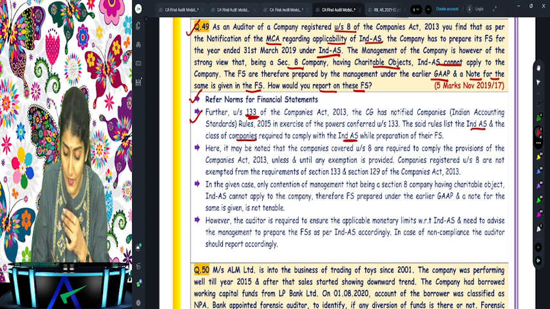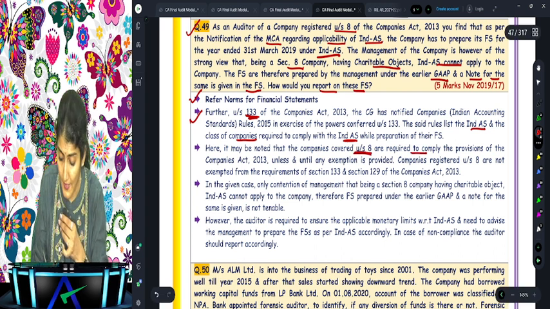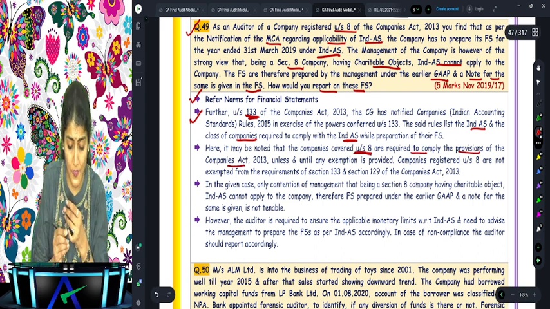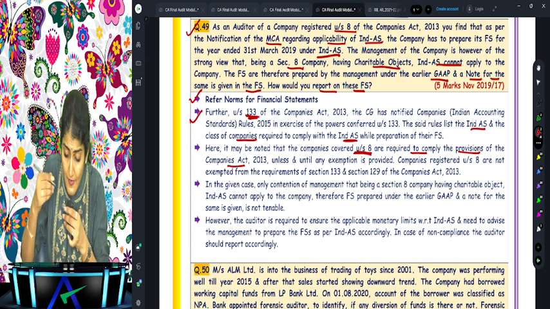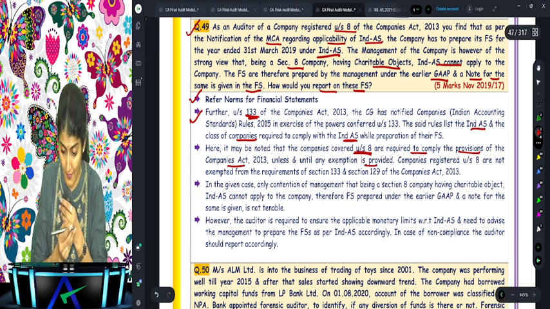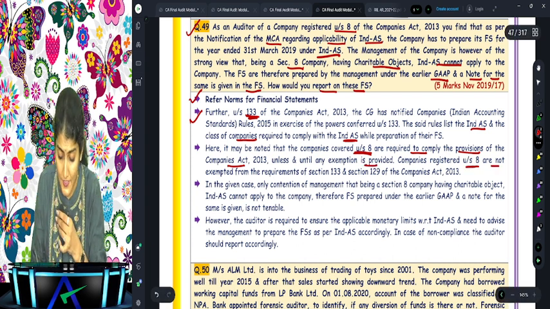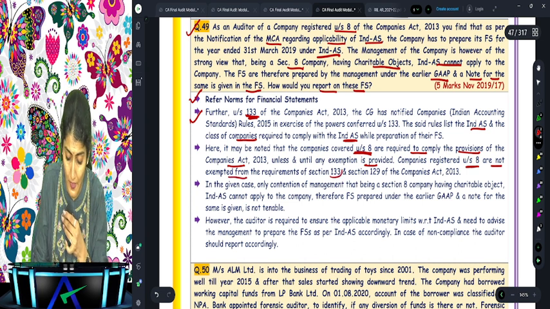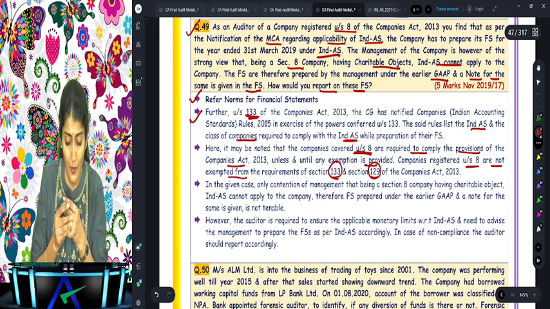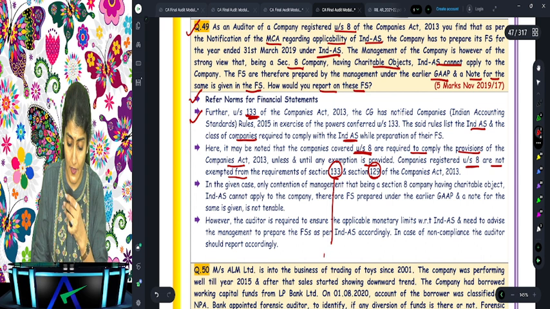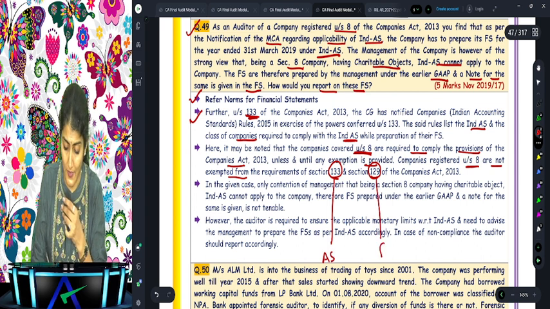It may be noted that companies covered under Section 8 are required to comply with the provisions of the Companies Act unless and until any exemption is provided. Companies registered under Section 8 are not exempted from the requirements of Section 133 and Section 129. What is 133? AS. And what is 129?